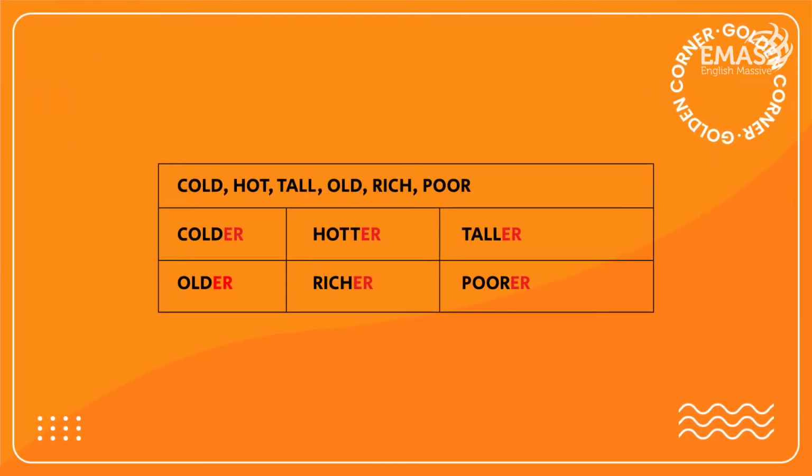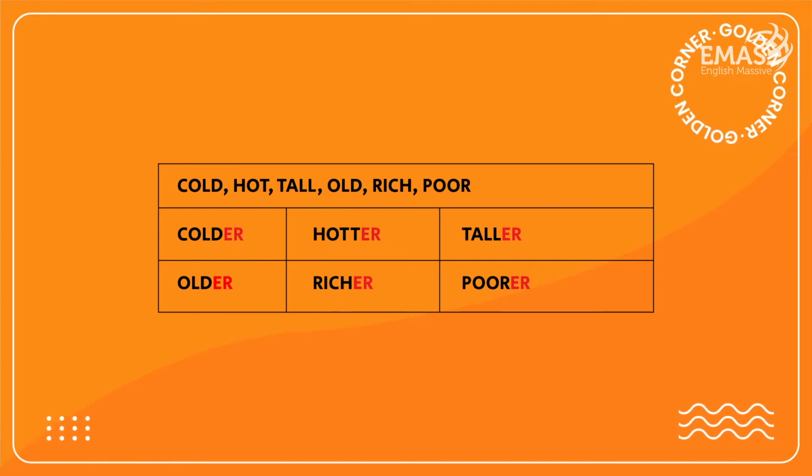So we have some rules when it comes to using comparative adjectives to compare two things. When an adjective is one syllable, or one beat, we need to add "er" to it when we want to compare two things. Look at this table. Cold becomes colder, hot becomes hotter, tall becomes taller, old becomes older, rich becomes richer, and poor becomes poorer.